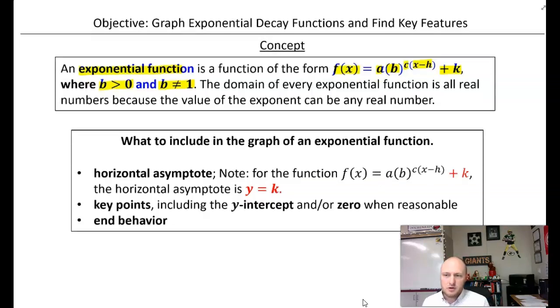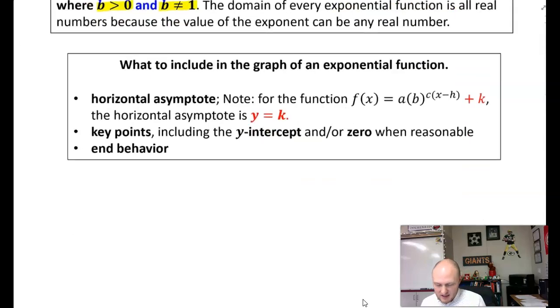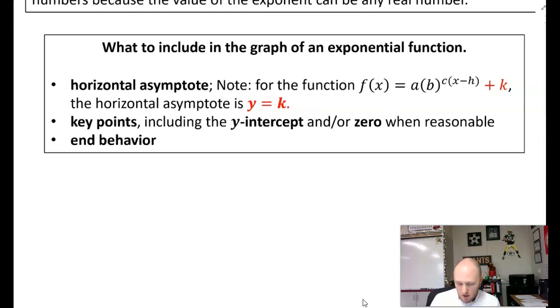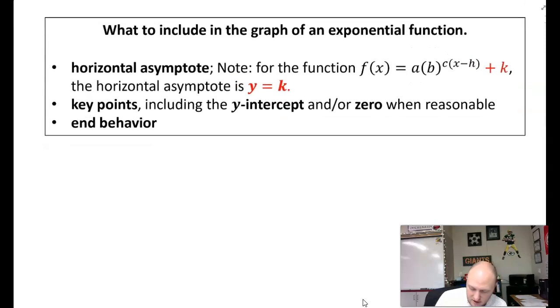What we're going to include on the graphs of the exponential functions and identify as key features are the horizontal asymptotes. And the horizontal asymptote is just whatever your k value is. So y equals k, that is your horizontal asymptote. We'll also include key points, which we'll talk about, including y-intercepts and zeros if they are reasonable. And then lastly, end behavior.